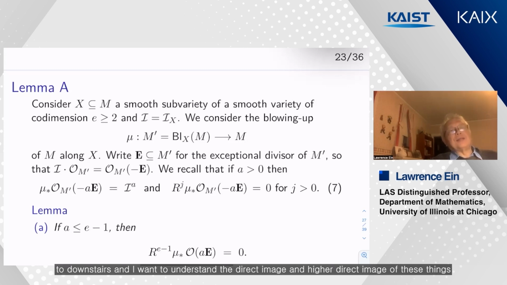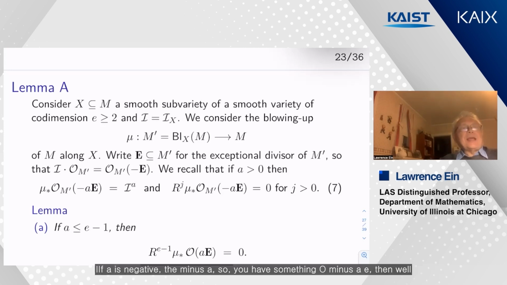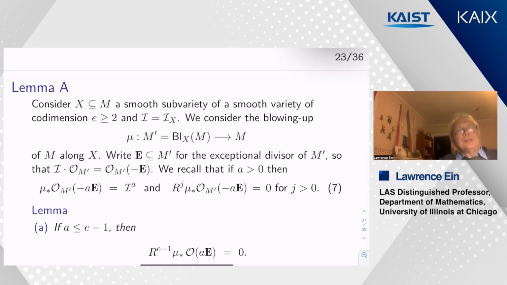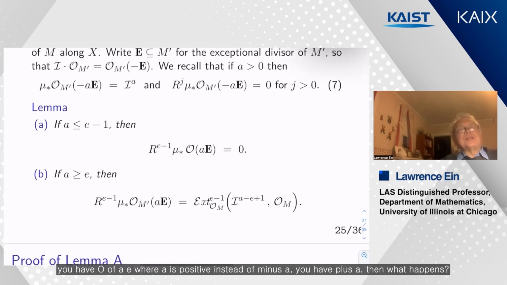and I want to understand the direct image and higher direct image of these things. Now, if A is negative, then minus A, so you have O of minus AE, then it's well known that the push forward of O of minus AE when A is positive is just the ideal sheaf to the A power, and the higher direct image is equal to 0. Now, what happens when you have O of AE, where A is positive instead of minus A, you have plus A, then what happens?